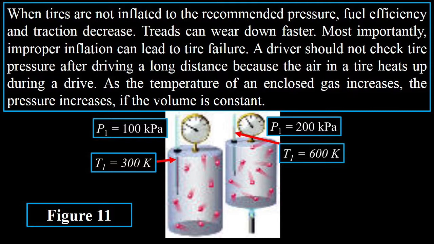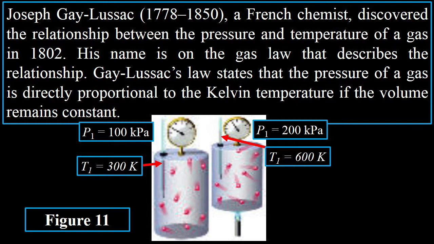Again, now we're talking about pressure and temperature. Aha, Gay Lussac's law. Joseph Gay Lussac, 1778 to 1850, a French chemist, discovered the relationship between the pressure and temperature of a gas in 1802. His name is on the gas law that describes the relationship. Gay Lussac's law states that the pressure of a gas is directly proportional to the Kelvin temperature if the volume remains constant.